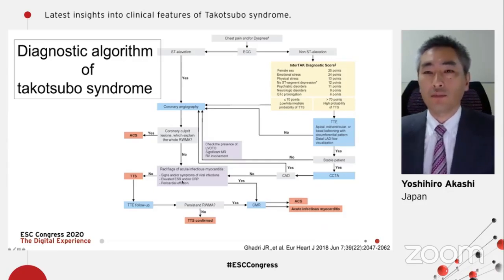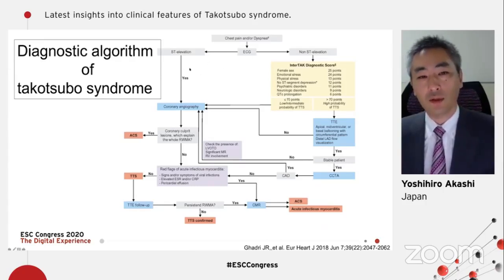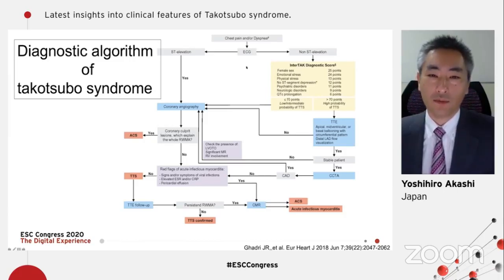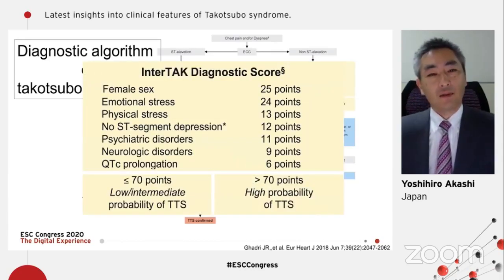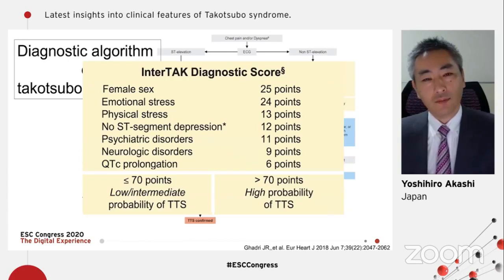When you check an electrocardiogram, then you find the ST elevation. The diagnostic flow is not so difficult. However, when we are not able to find ST segment elevation, the InterTAK diagnosis score is proposed to differentiate Takotsubo syndrome from the acute coronary syndrome.